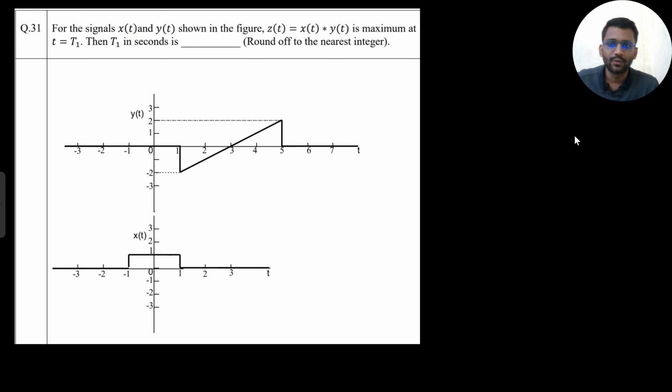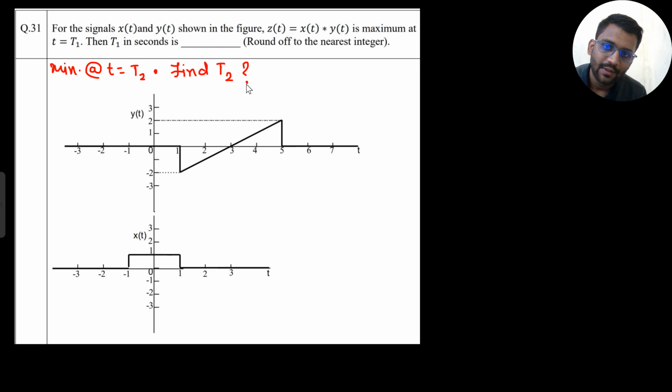Okay, so let's move on to the next problem. So let's make some changes in this question, that x of t and y of t are given and the convolution z of t is maximum at t equals to t1 second. You need to find the value of t1. I will also make it is minimum at t equals to t2. Find t2 value as well. So you need to find the value of t1 and t2. It is maximum at t equals to t1 and minimum at t equals to t2.